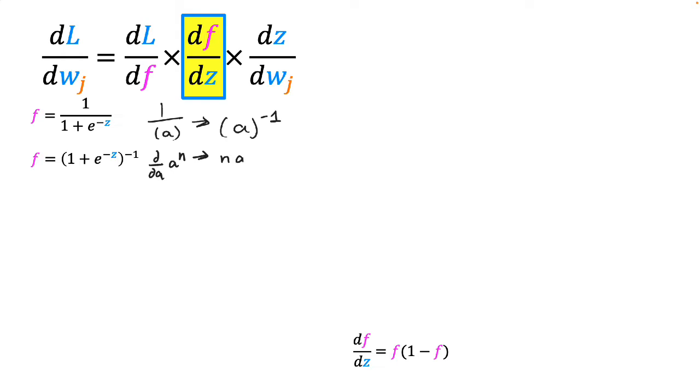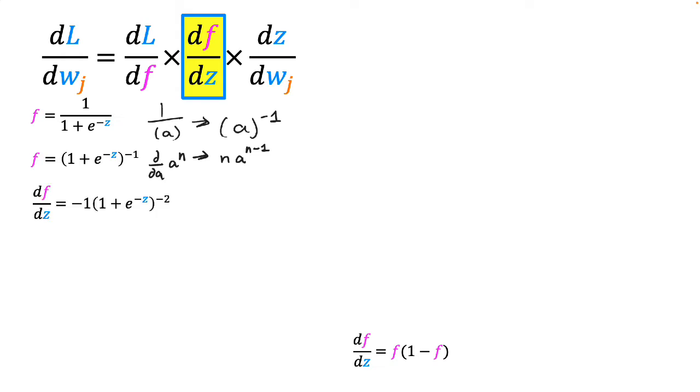Now another rule of calculus that we'll apply next is that the derivative with respect to a of a raised to some constant n is that constant n times a raised to the power of n minus 1. And again, don't worry, these are rules of calculus that you can look up in Wikipedia, and I'll just show them to you now so that we can see how we use them.